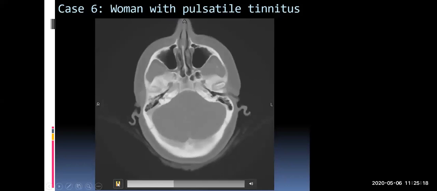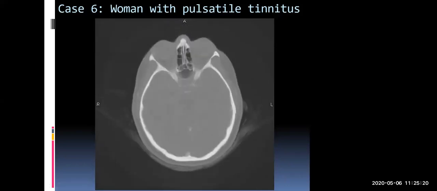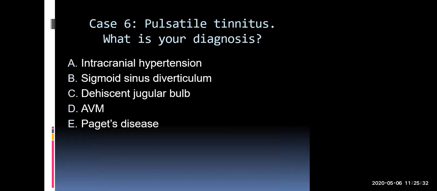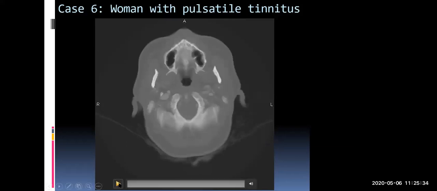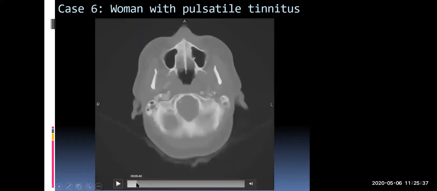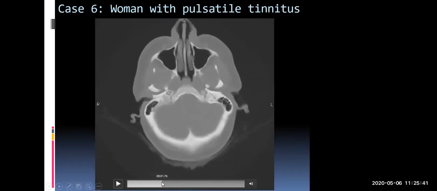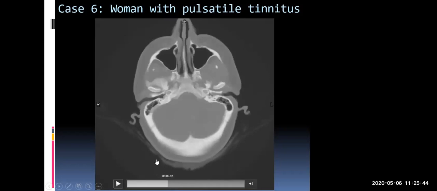I'm sorry, this is a CT angio, it's not a temporal bone CT, because the slices are very, very thick. The CT angio slices are usually around 1 millimeter or more, whereas the temporal bone CTs are supposed to be 0.6 or smaller. I'm going to play this for you one more time, so pay attention to the sigmoid sinuses. This patient has a right-sided pulsatile tinnitus, that's her right sigmoid sinus. That's the left one coming down. She's obviously right dominant.